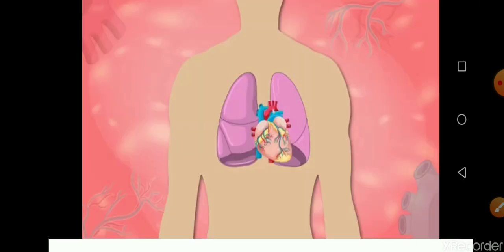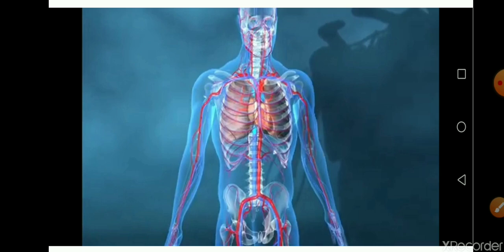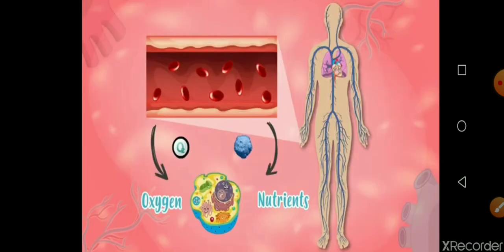Now, the question is, what is the position of the heart and where is it located in our body? So, our heart is present slightly to the left side from the middle of the chest. The rib cage protects the heart and the lungs, which are the delicate organs of the body. So our heart is protected by the rib cage.